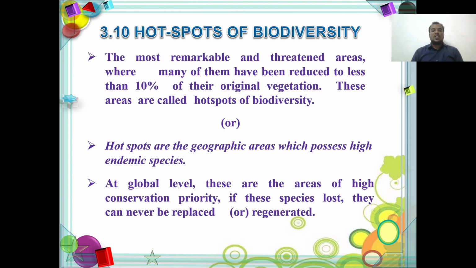Next, the hotspots of biodiversity, a very important topic in this unit. These are the most remarkable and threatened areas, where many have been reduced to less than 10% of their original vegetation. These areas are called hotspots of biodiversity. The geographical areas which possess high endemic species are hotspots of biodiversity. At the global level, these are the areas of high conservation priority. If these species are lost, they can never be replaced or regenerated.